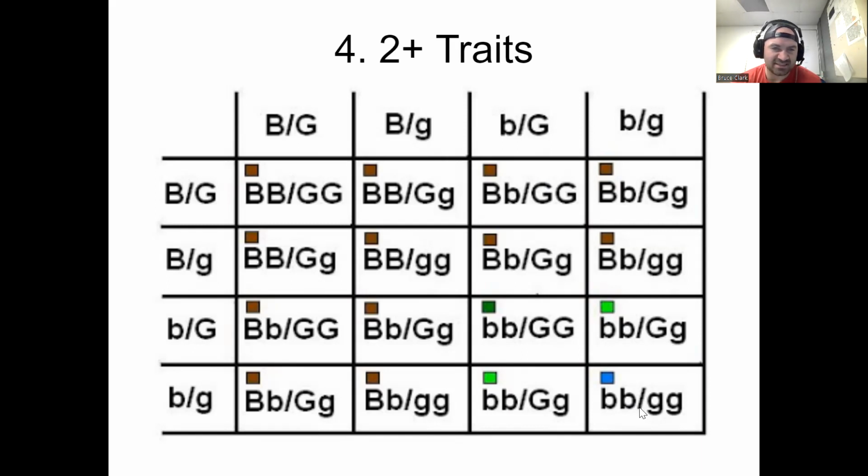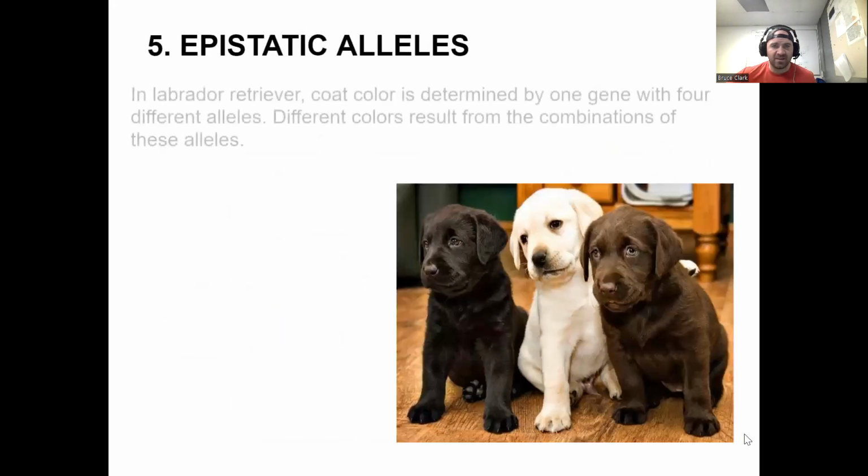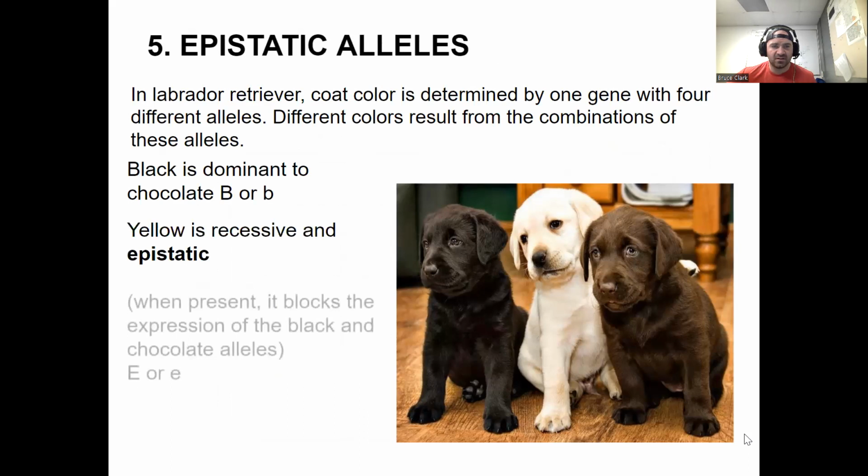So like I said, it's the same kind of Punnett square. It's just doubled in size, and so we're looking at double the different outcomes in there. So once again, make sure you're putting one allele of each trait above the box, and work your way through. This is an example of epistatic alleles.